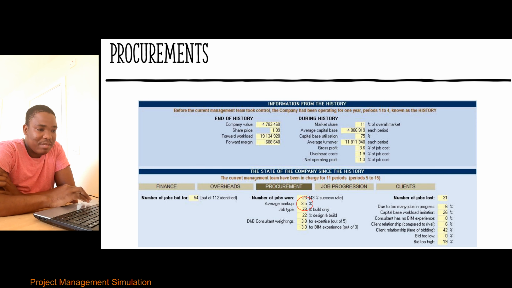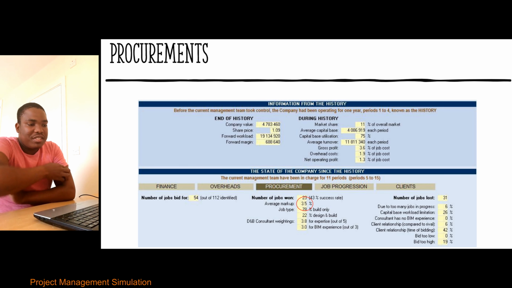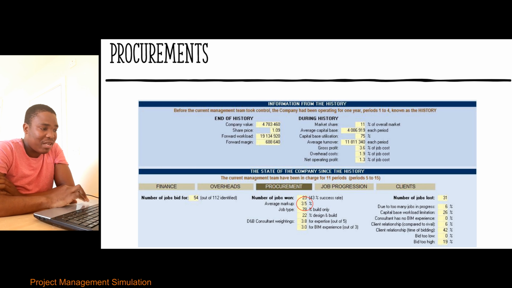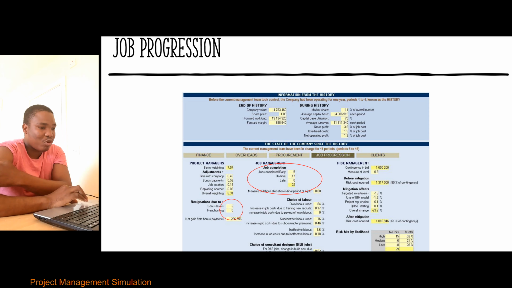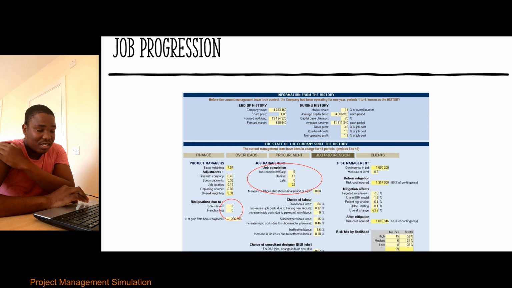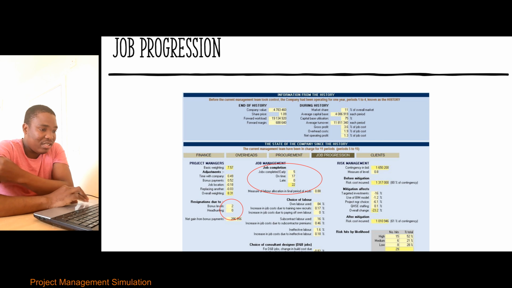But what made us happy as a team was that 42% of those were lost due to the client relationship, which my colleague will go into, the lessons learned as to how that happened, in the next slide. And then in terms of job progression, we are happy that we only lost 2 project managers due to bonuses, and we learned from that, and we made sure that never happened in the later years.